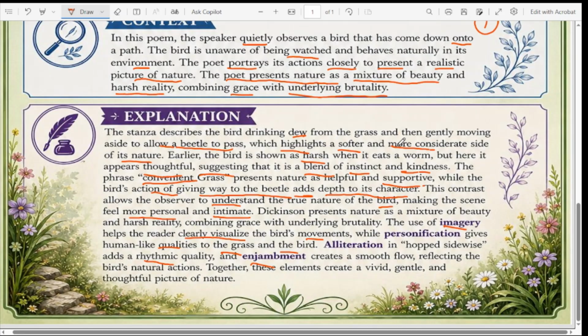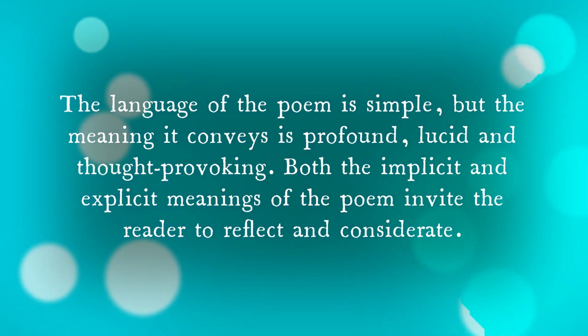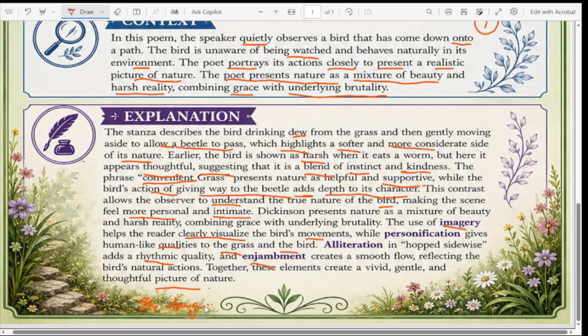Hopped sidewise adds a rhythmic quality, and enjambment creates a smooth flow reflecting the bird's natural actions. Together, these elements create a vivid, gentle and thoughtful picture of nature. And by the end you can write the language of the poem, as we have already added. The language of the poem is simple, but the meaning it conveys is lucid, profound, and thought-provoking. So you can add these few sentences at the end to get more space on the page.